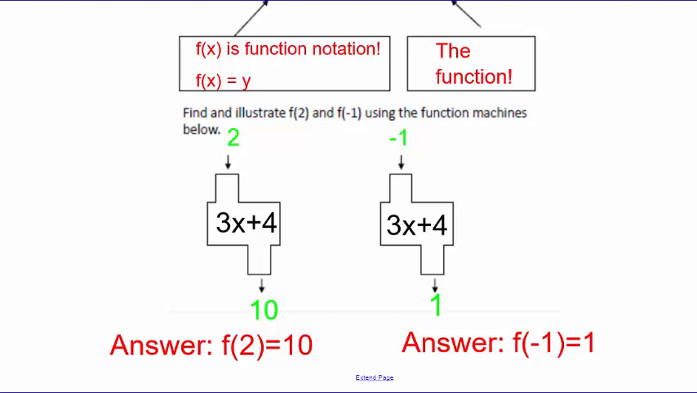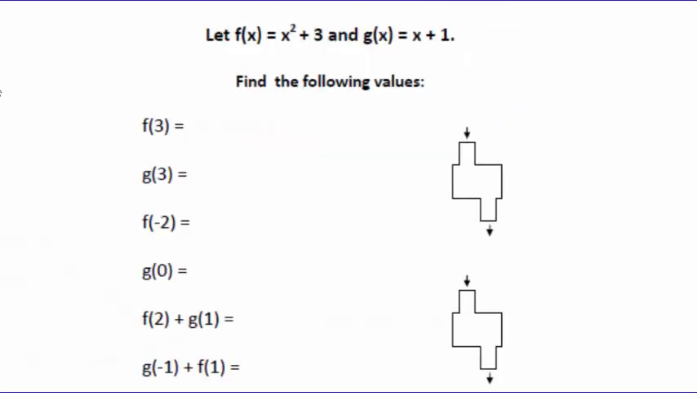So what we're going to do next is we're going to be looking on the inside of the foldable. On the inside of your foldable, you'll see lots of examples. We're going to do some of the examples together, and then you'll have to finish the rest of them on your own. Alright, so inside of your foldable, you'll see that f of x is x squared plus 3, and g of x is x plus 1. So we have two different functions here. We have the function named f, and we have the function named g.